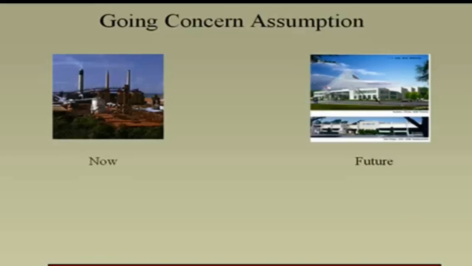I try to illustrate this by this diagram in front of you. You see a factory in Newark, and the next picture is the factory of the future. So I'm trying to make the point that going concern is a simple concept. It means that the company will continue in existence. If a business is considered to be a going concern, it has to follow certain procedures.